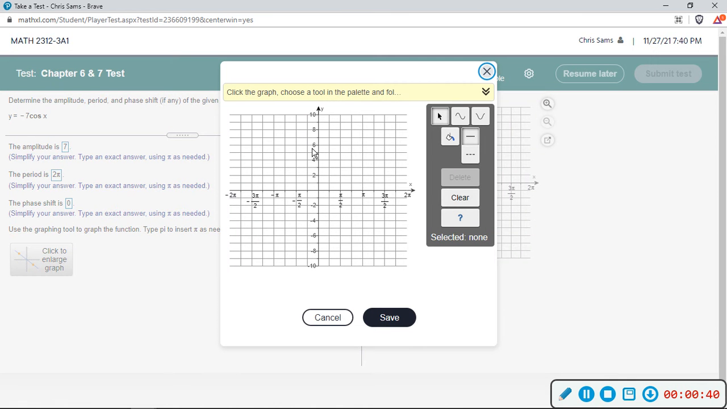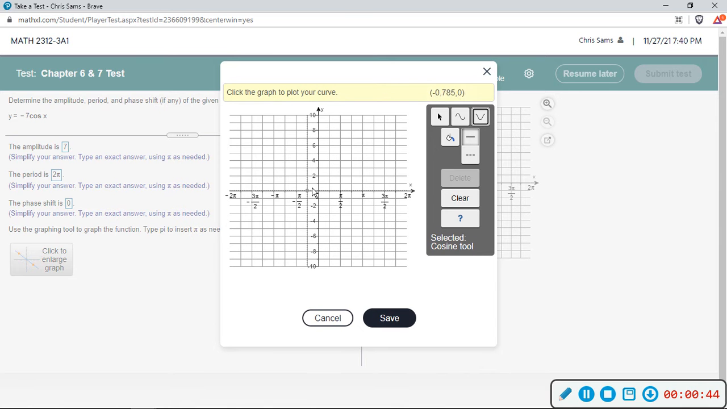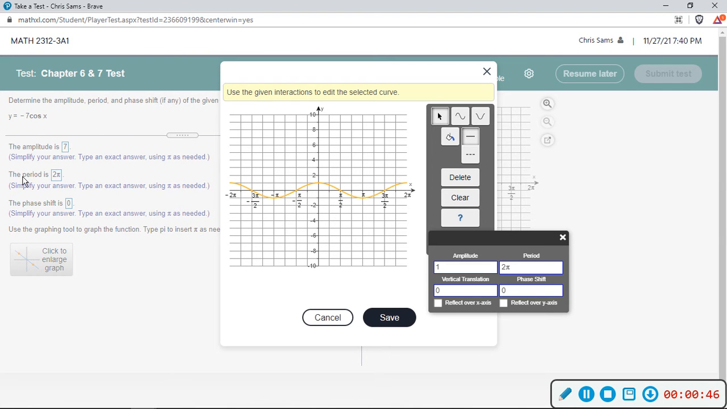We're going to graph this. This is the cosine function, so it goes down first. And when you click the graph, you get all these options. So amplitude is 7. Period is 2 pi. There was no phase shift.